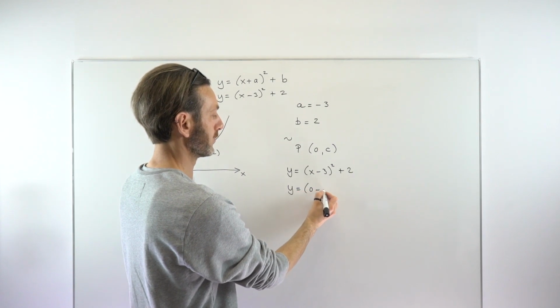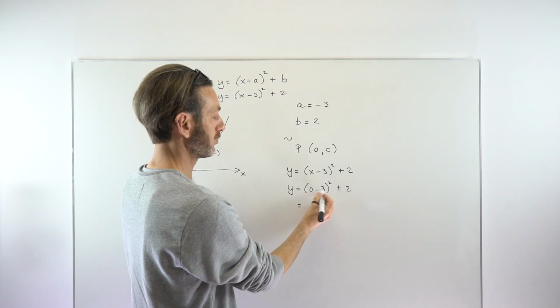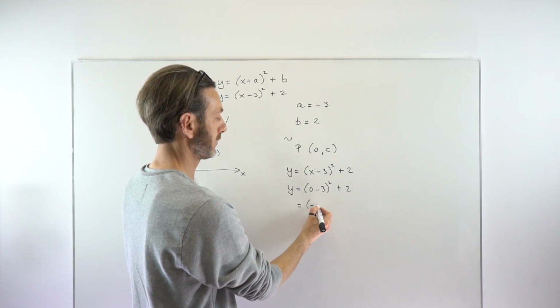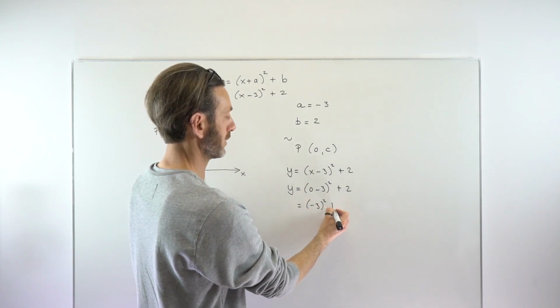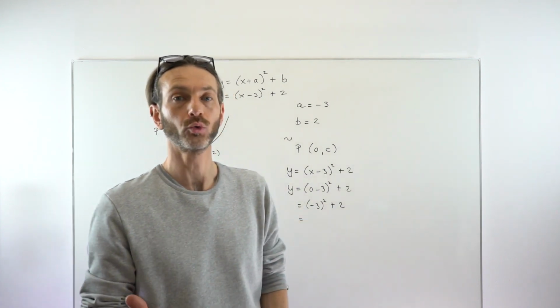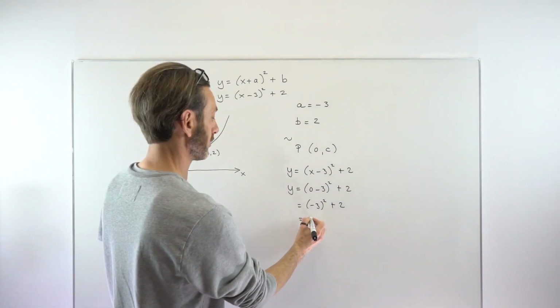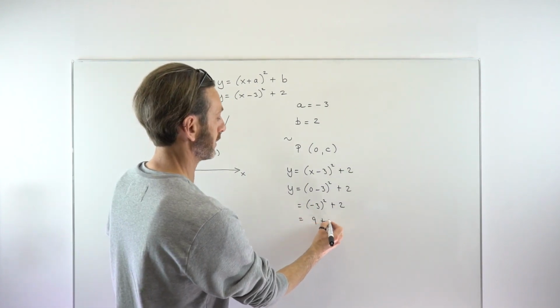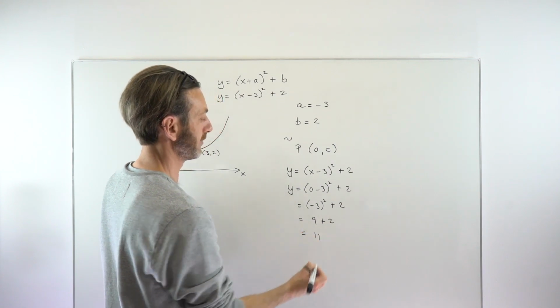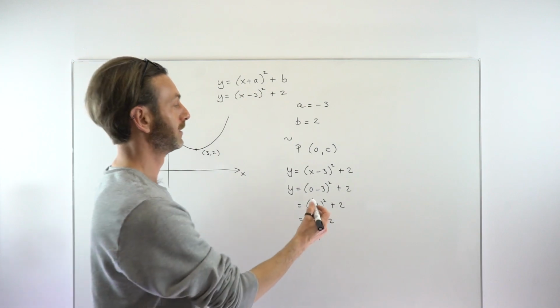Putting in the 0, so 0 minus 3 all squared plus 2. 0 minus 3 is minus 3, so we can just make that a negative 3 all squared plus 2. Careful when you're squaring that because it is negative 3 all squared. So negative 3 all squared is negative 3 times negative 3, so it's going to be a positive 9 plus 2, and that comes out to be 11. And that seems reasonable because it's in the right part of the y-axis.